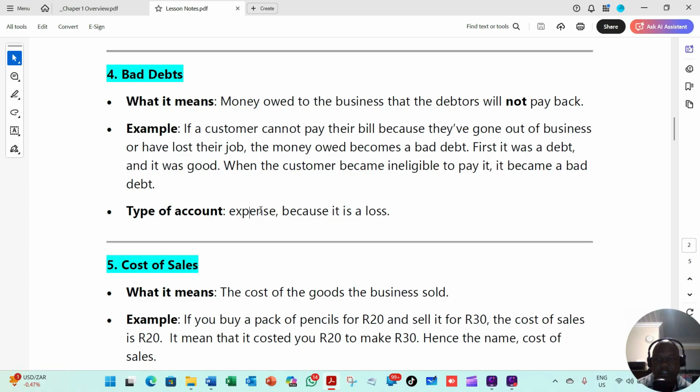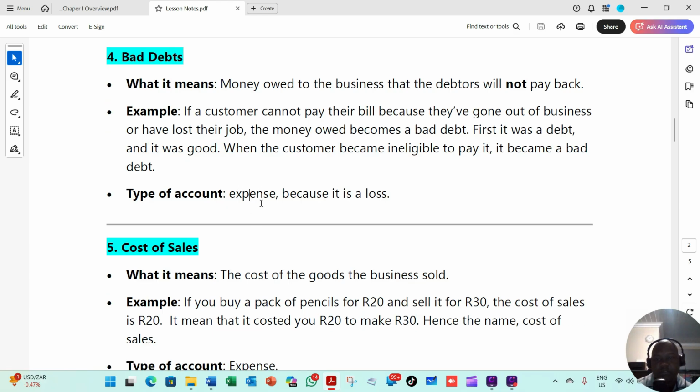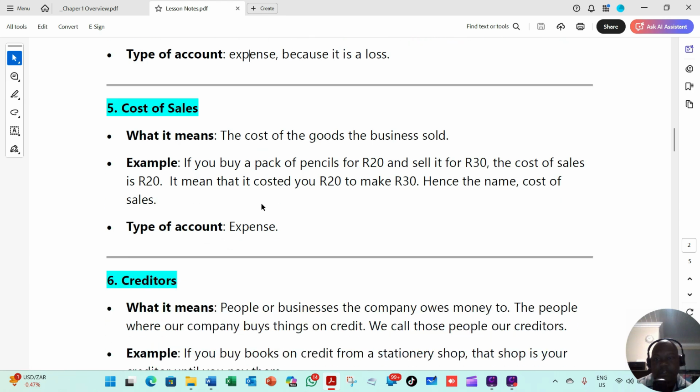So you'll find this in your income statement because it's an expense. Remember that your income statement comprises of income and expenses only. So any account which is an income or an expense falls under the income statement. And then let's move on to cost of sales.